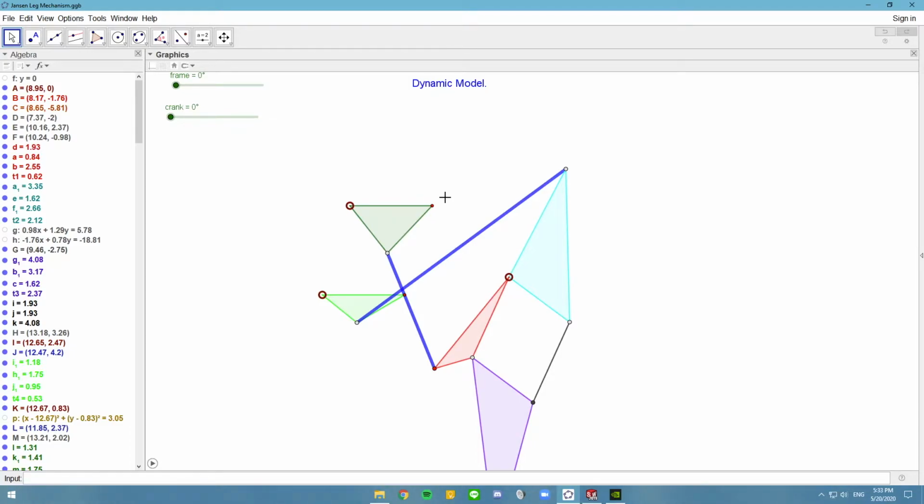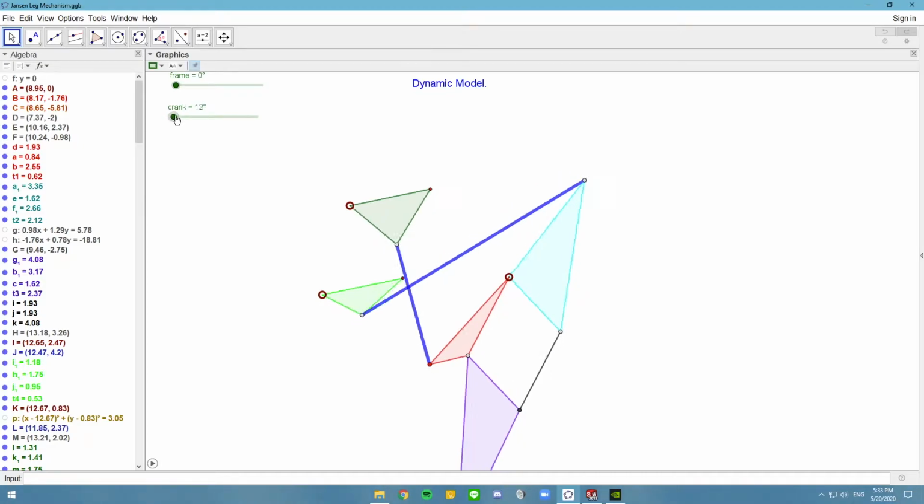Some of you guys have been emailing us about why the foot trajectory of your Jansen leg that you designed does not match the one you have in Geogebra. One of the main reasons why is the actual input angle, the offset, has not been accounted for.